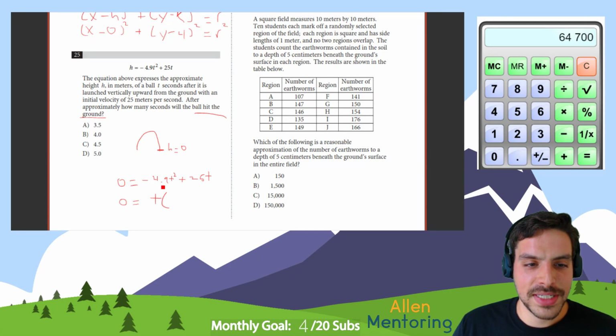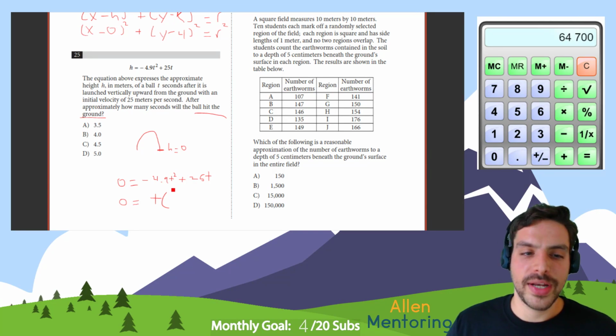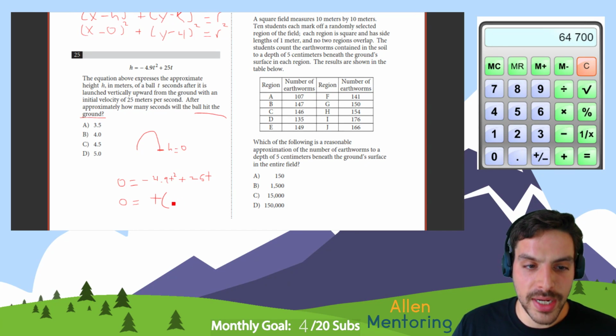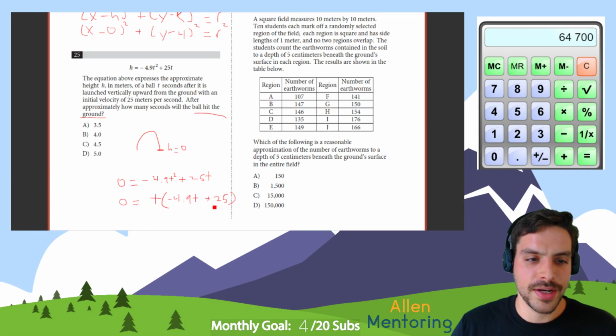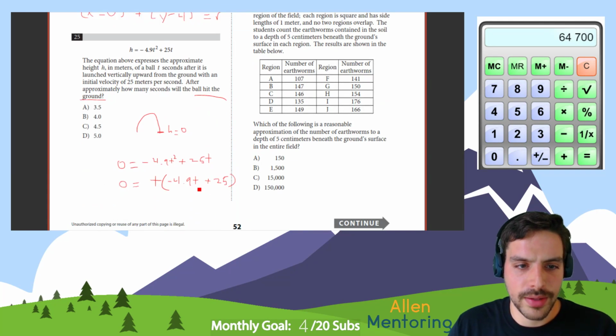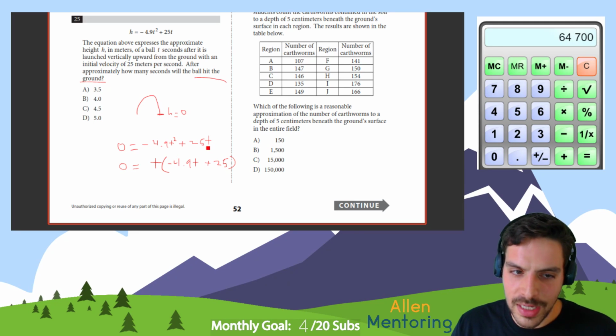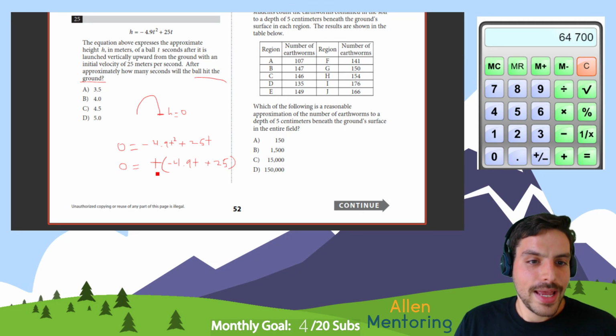So if I divide negative 4.9 t squared by t, what do I have remaining? I have negative 4.9 t. And here I have 25 left, right? Because I divided 25t by t, okay? And now I'm trying to solve this equation here.